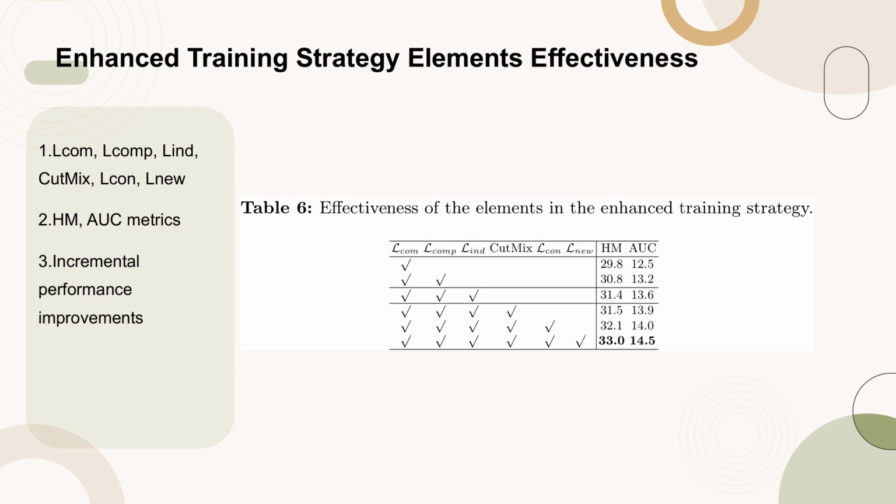Table 6 evaluates the effectiveness of various elements in an enhanced training strategy. The table lists components such as Th-com, comp, lind, cutmix, con, and ln, along with their impact on metrics like HM and AUC. The data shows incremental improvements in performance as more elements are incorporated into the training strategy, indicating their individual and combined contributions to the overall effectiveness of the strategy.